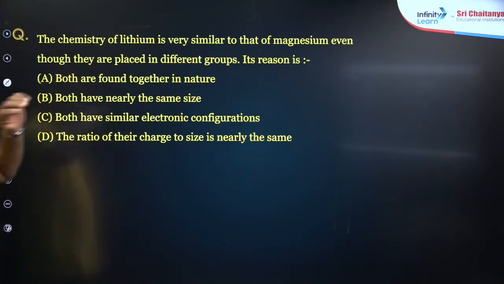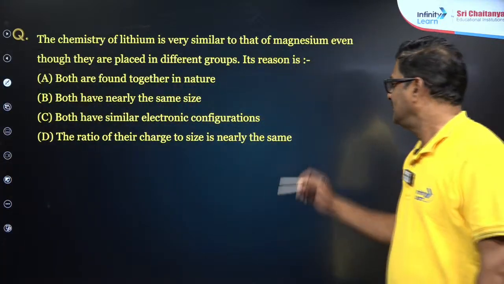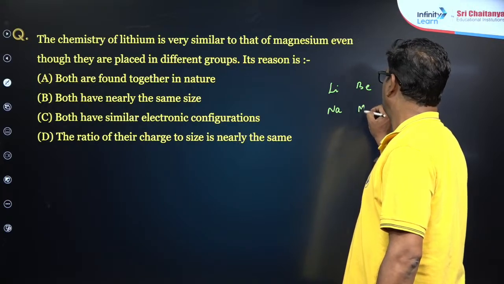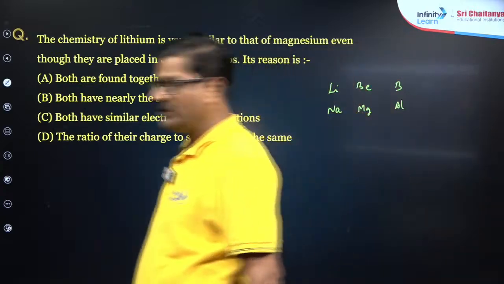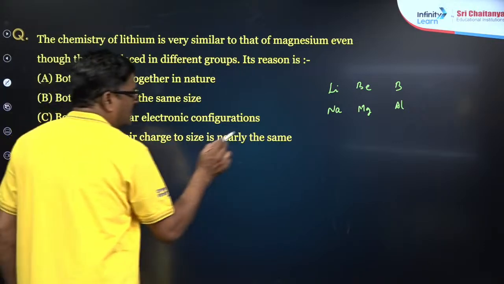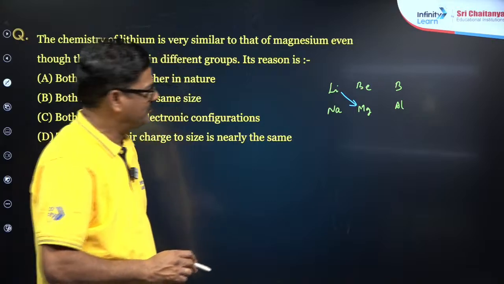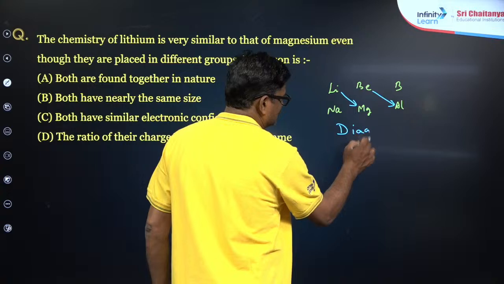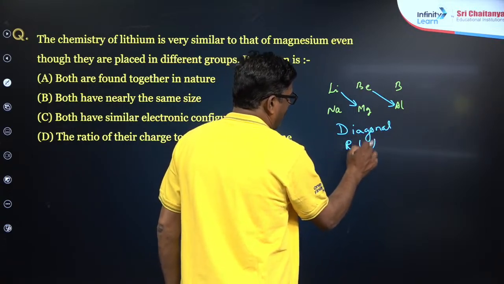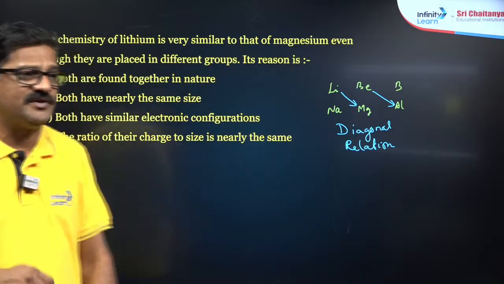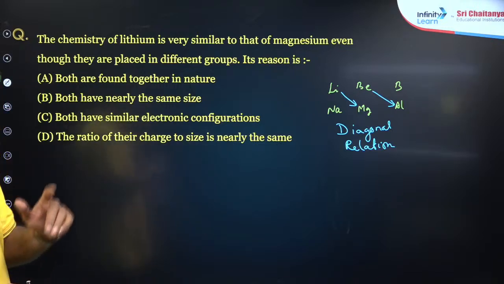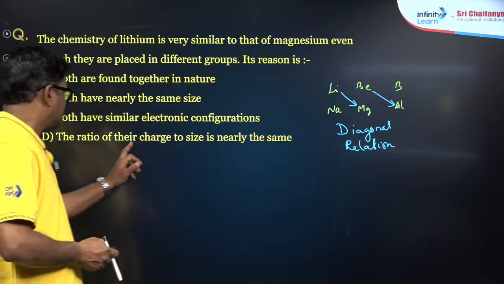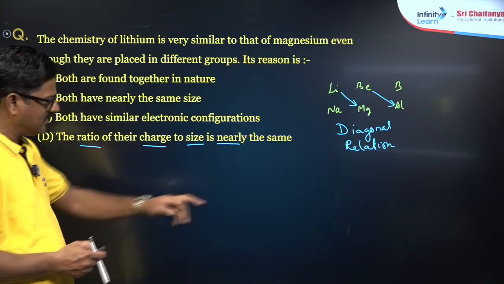Come on, the chemistry of lithium is very similar to that of magnesium. Why? Because lithium, beryllium, boron, sodium, magnesium, aluminum. I'll tell you. Lithium is going to show similarity in properties with magnesium. Beryllium is going to show similarity in properties with aluminum due to diagonal relationship. The reason behind the diagonal relationship is the similar polarizing power. Polarizing power is attributed to charge to size ratio. So charge to size is nearly the same, the ratio is the same. That's the reason why we are going to give the answer D.